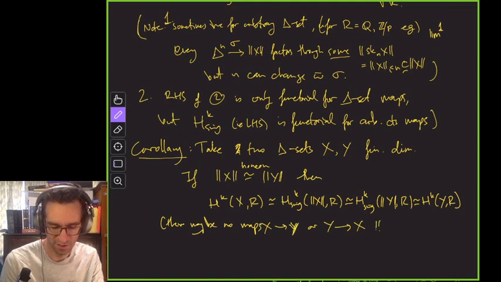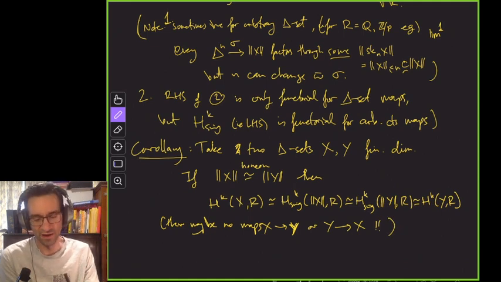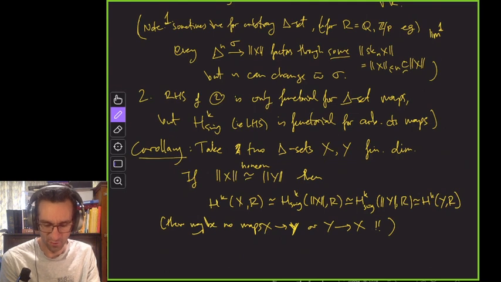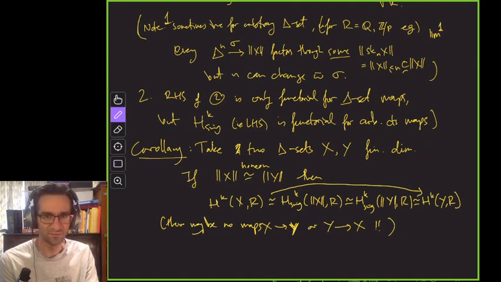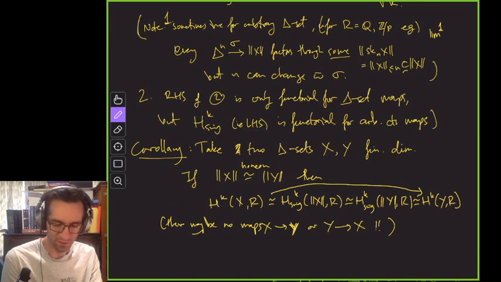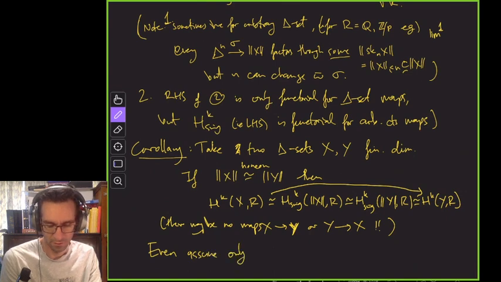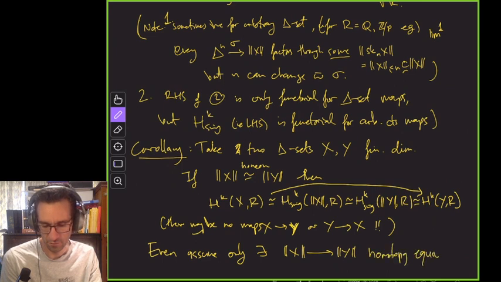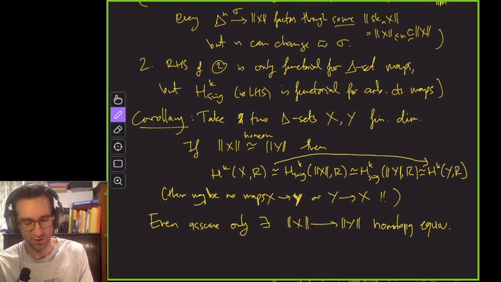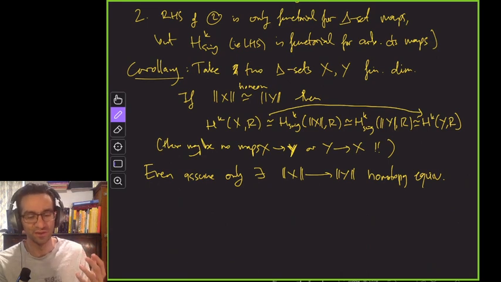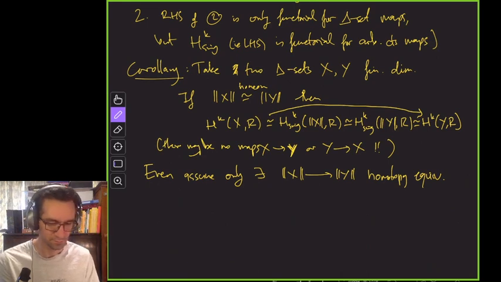Alright, so just because of how rigid they are, we might not be able to compare them via this composite, all the way from here to here, which may not come from a map of delta sets. You go, okay, that's kind of cool. And maybe there was a homotopy equivalence. Alright, so that's an even stronger result: if I have a pair of delta sets whose geometric realizations are homotopy equivalent, the delta set cohomologies are the same.